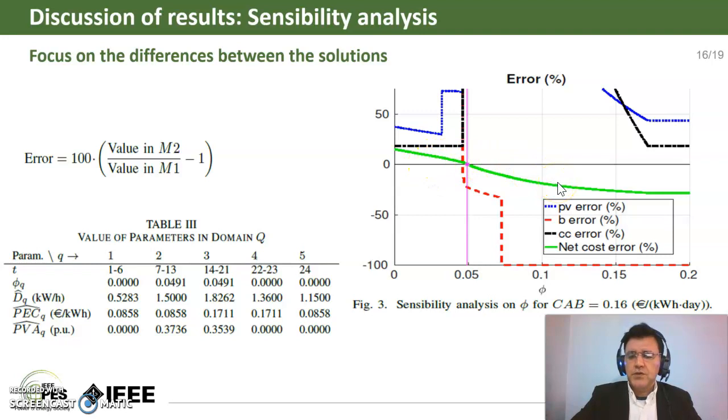Figure 3 shows that values of error for PV, battery, and connection capacity are never zero, and their minimum value is reached for different values of phi. That means it is necessary to add more information to M2.